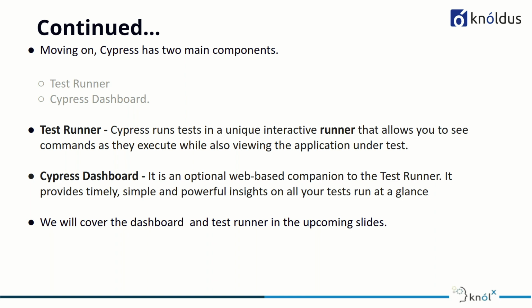And coming to the Cypress dashboard, it is something that I find very unique to an automation tool. It is an optional web-based companion to the test runner. So what is this like? Here on the Cypress dashboard, we can see all the relevant data that needs to be known about our test suite or our test cases. It gives you powerful insight at a glance, and we can know all the relevant things that need to be communicated to the team or the stakeholders. I'll showcase this in the demo as well.